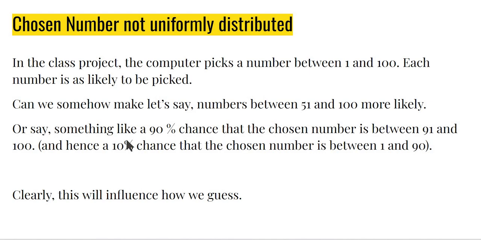Because if I tell you there's a 90% chance that the number is between, let's say, 91 and 100, then you will obviously try to guess more in the 91 to 100 zone, right? So that will change the way the game works. In general, it's quite interesting to think about this. So how do we do this? I'm going to look at it in this video.